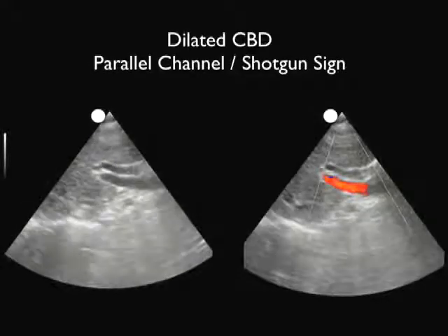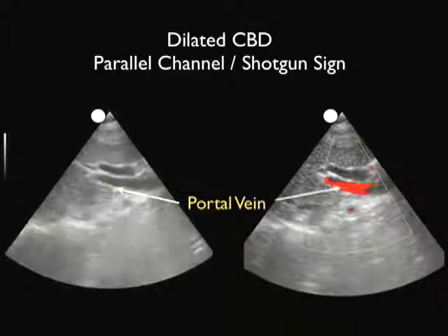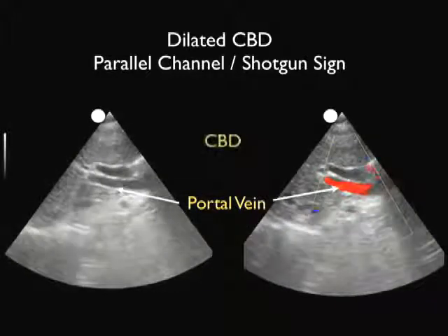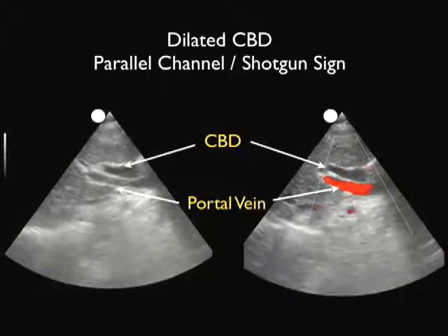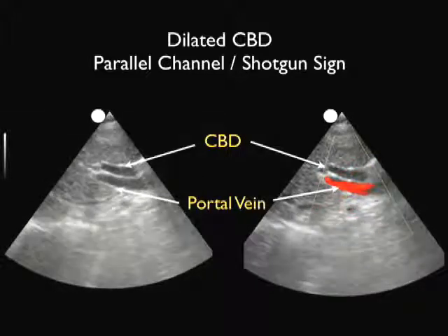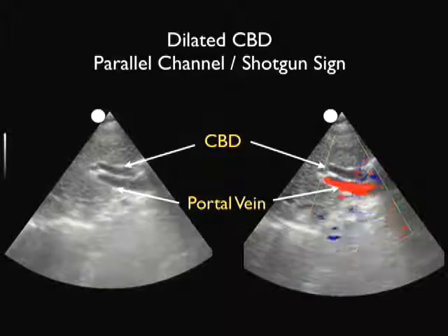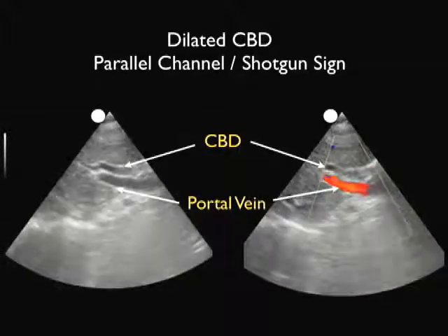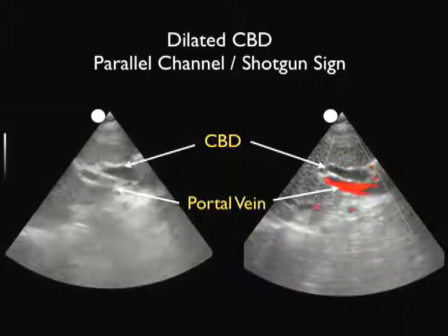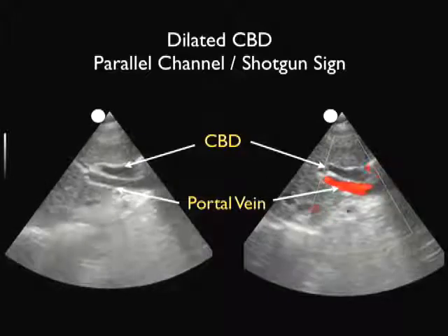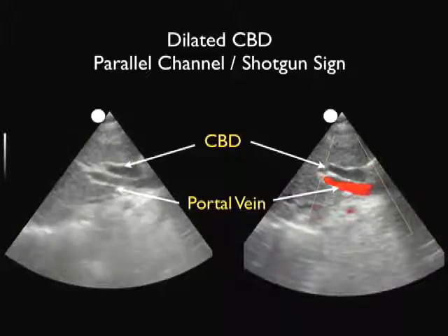Here's video from a patient who had a dilated common bile duct. The probe is configured in the long axis orientation, so we see the parallel channel or shotgun sign made up of the portal vein to the bottom of the image and the common bile duct on top of the portal vein. What we see here is that as the CBD enlarges, it becomes almost as big or larger than the associated portal vein. We see the Doppler image to the right and notice that there's Doppler flow within the portal vein, but an absence of any Doppler flow within the CBD, further differentiating the two structures. So the parallel channel or shotgun sign is usually associated with a dilated common bile duct.